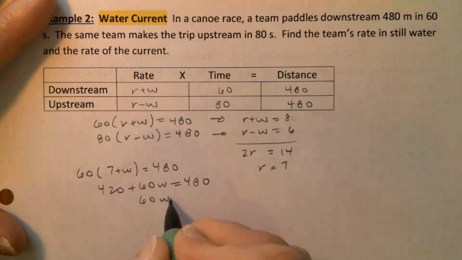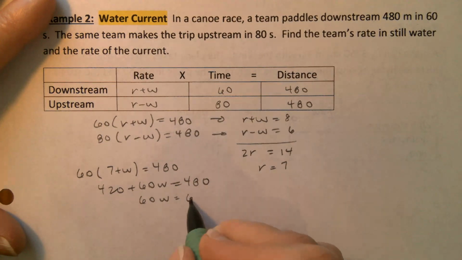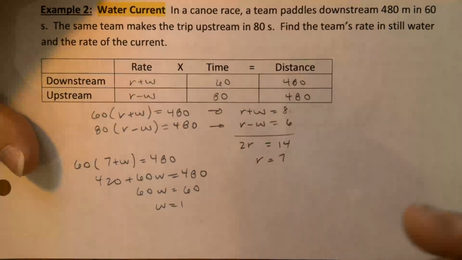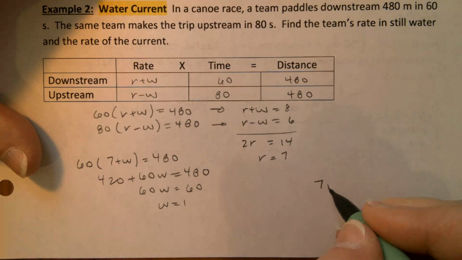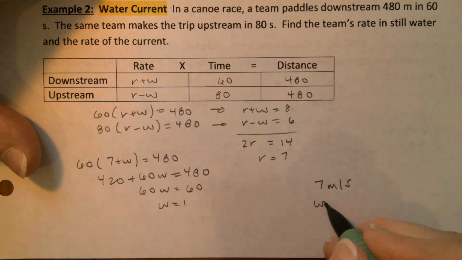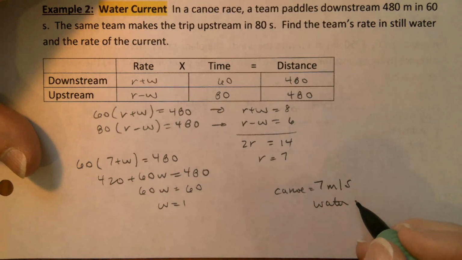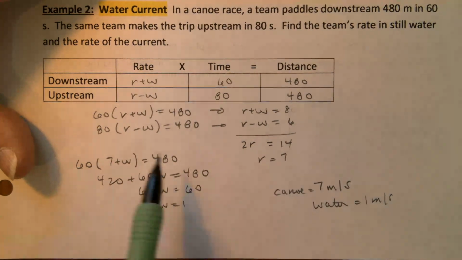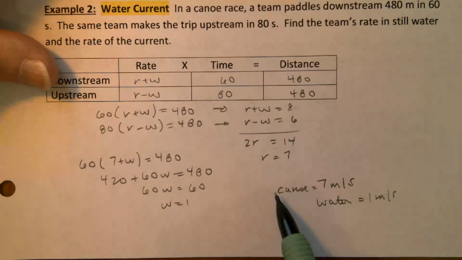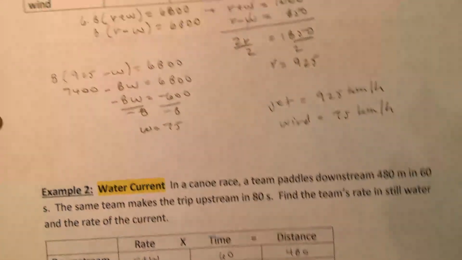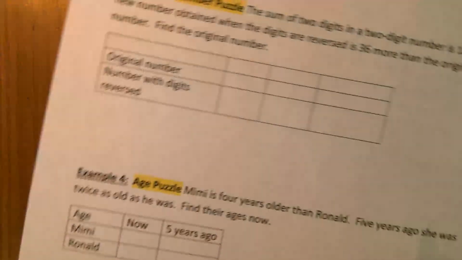So I have 60W equals 60. Look at that. W equals 1. So the rate of the canoers paddling is 7 meters per second, and the water current is 1 meter per second. So in one case it's pushing, in the other case it's going against you. But we set these wind and the water current ones up the exact same way, and then we simplify our equations pretty quickly so that we have an easy elimination.